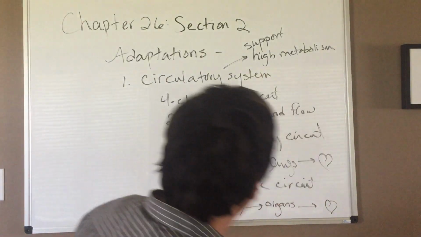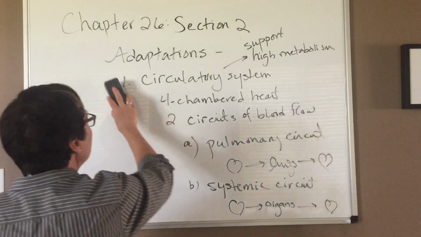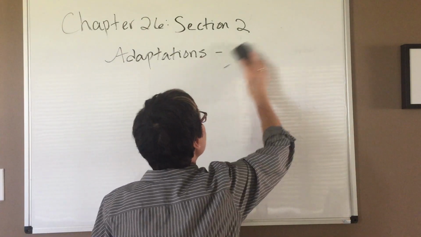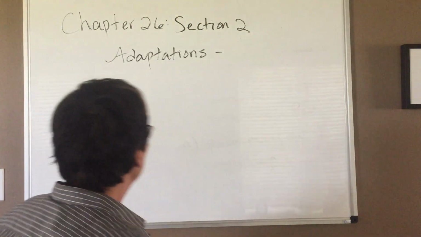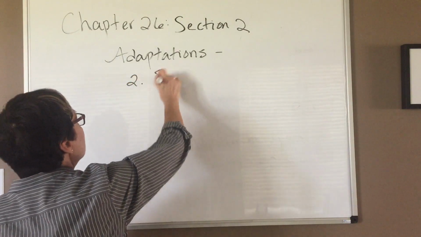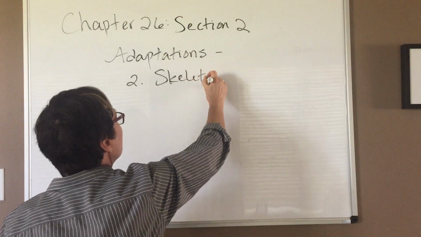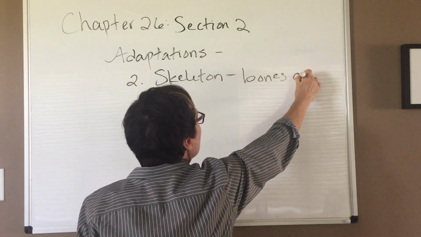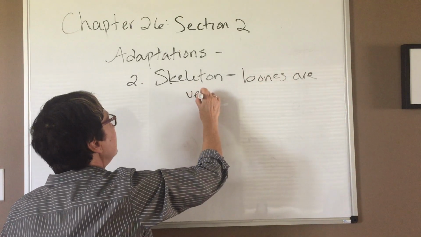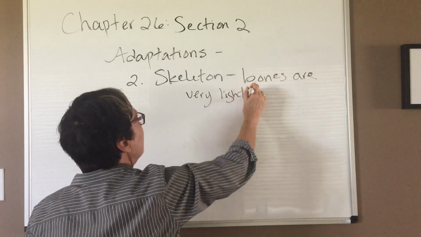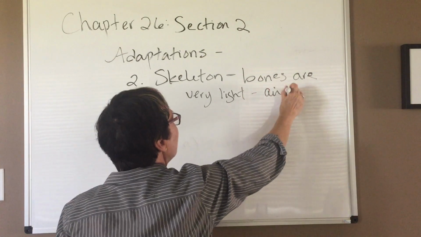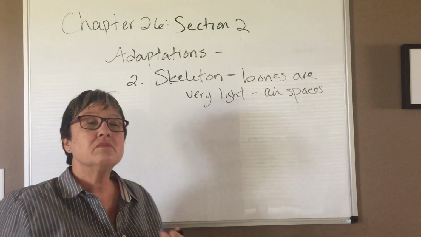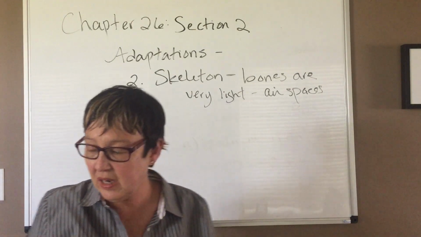Okay, a couple of other adaptations for flight. This will be number 2, the skeletal system. The bones are very lightweight. They have a lot of air spaces in the bone, so it doesn't weigh the animal down.